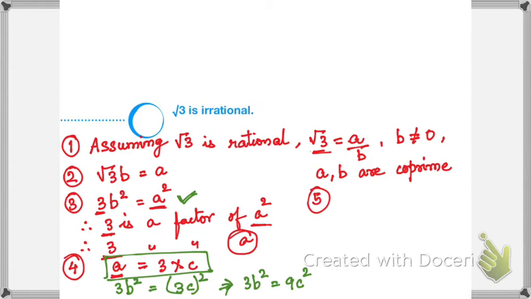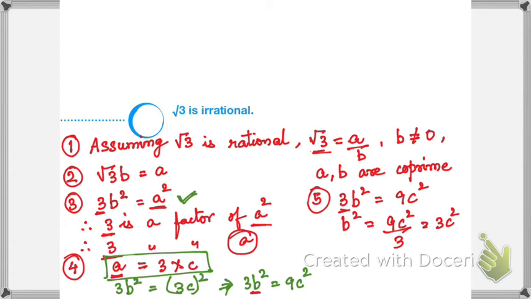So we can write here that 3b square, I am copying it again over here, is equal to 9c square. So from here you can write b square will be equal to 9c square by 3, taking this 3 down, so that will give you 3c square. Okay, so it is clear till here.